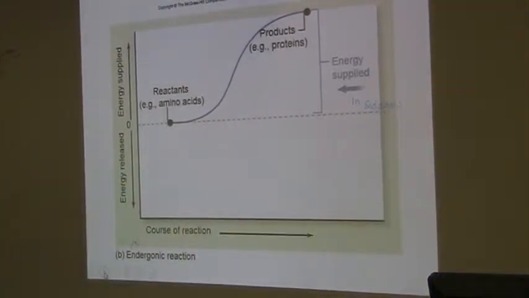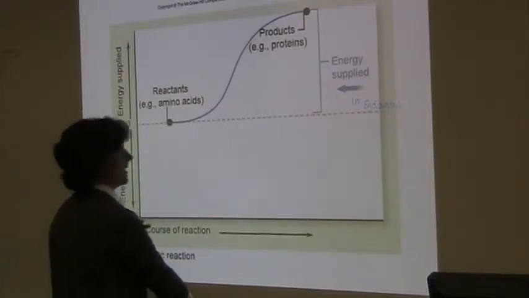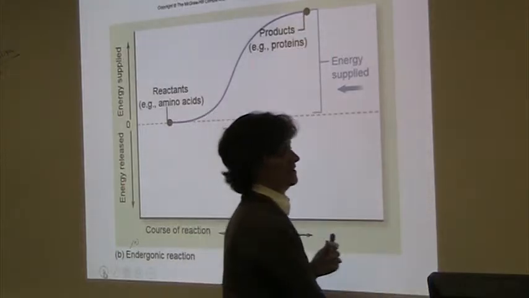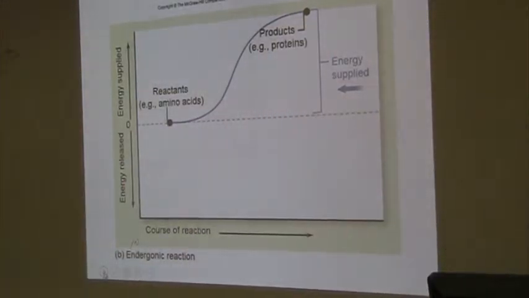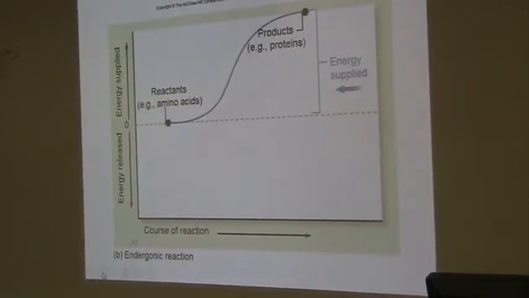So we take amino acids and we make them into proteins, we've got to put energy in. And that's a whole lecture next week. We'll talk about that. So are these endergonic reactions tending to be decomposition or synthesis? Synthesis. And I think the logic is that if you think about synthesizing more complex structures, energy is probably needed for that process.